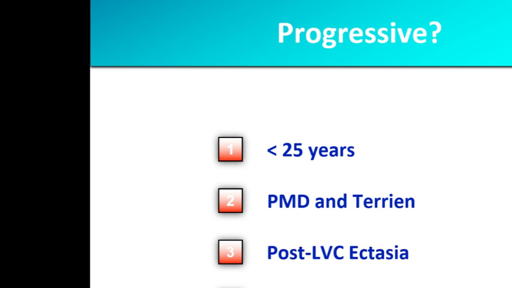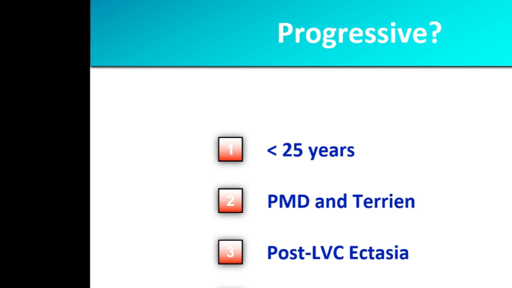Post-LASIK ectasia: if you find a patient who had LASIK and is now developing ectasia, don't wait. You don't need to document progression. Immediately you can go for cross-linking if other parameters are good. So as you see, no need for documentation for these three. But otherwise, we need to document progression.